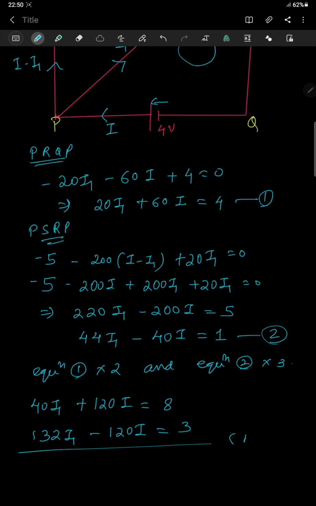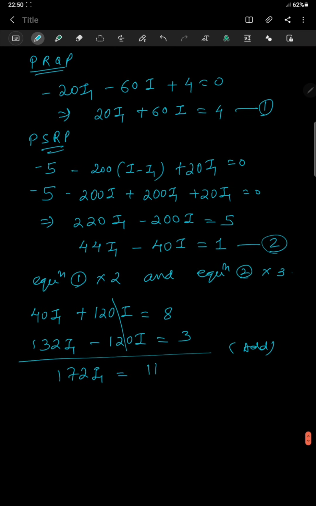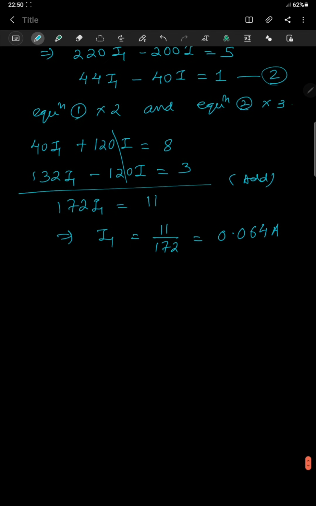So now simply add both of them. If you add both of them, the I terms get cancelled out. So what is left? 172 I1 is equal to 8 plus 3, 11. So this implies I1 will be equal to 11 by 172, which is equal to 0.064 ampere. So this is how you can solve complicated circuits using KCL and KVL.